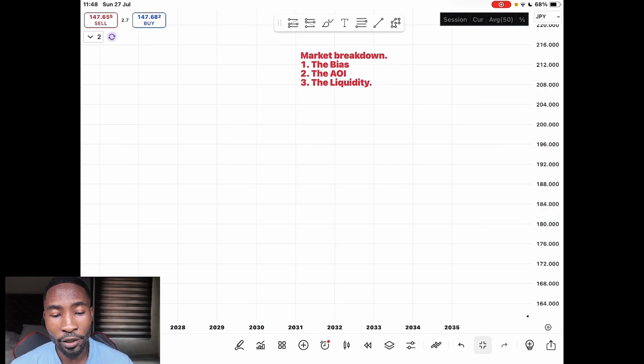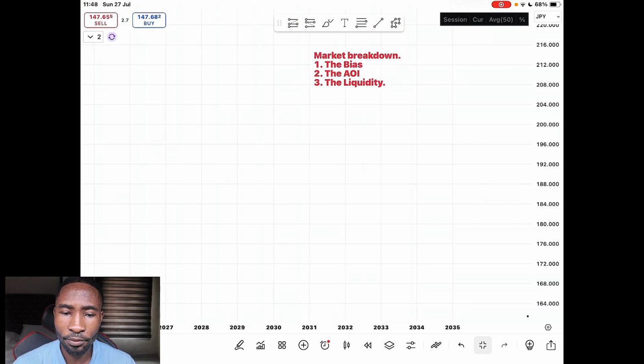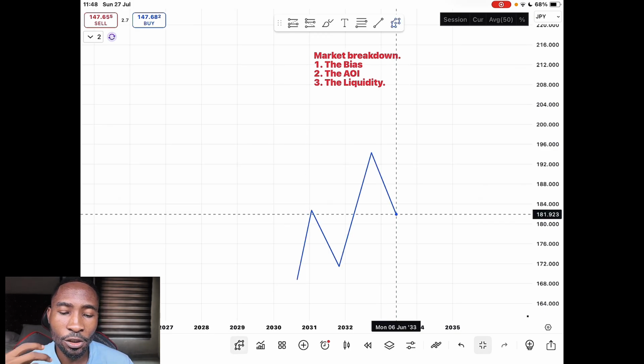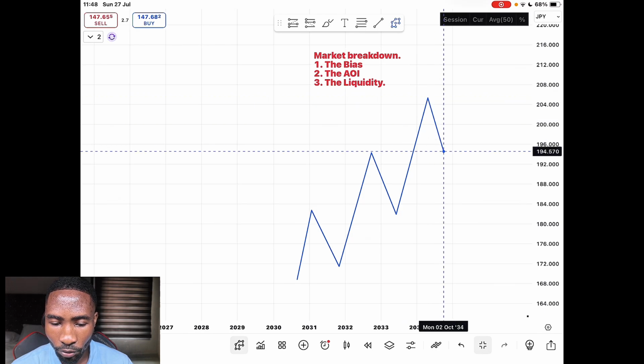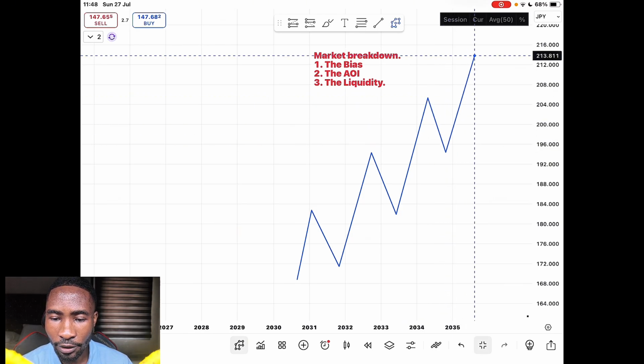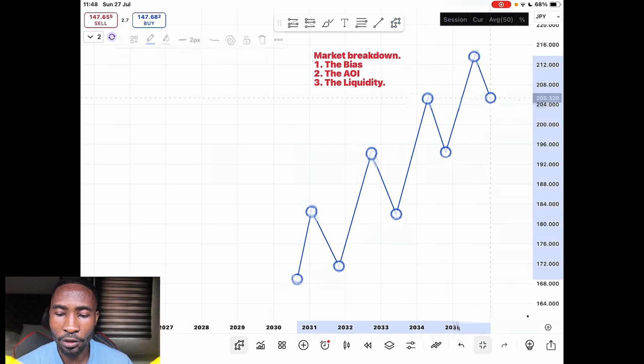And now we'll go to the area of interest. What is the area of interest? Area of interest is where it's possible for the market to reject or where the market reacts. Let me just put it that way. So let's assume that the market is in an uptrend. Then we're going to have higher high, higher low, and higher high, and higher low.